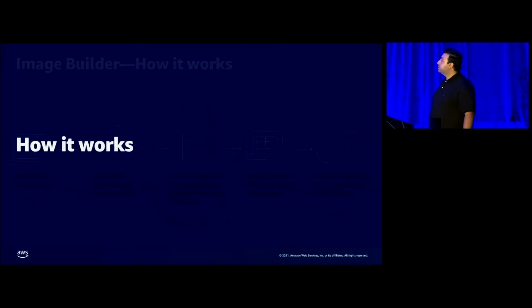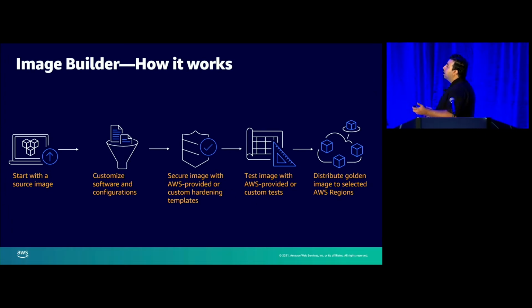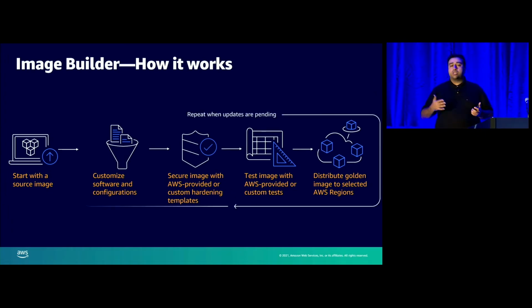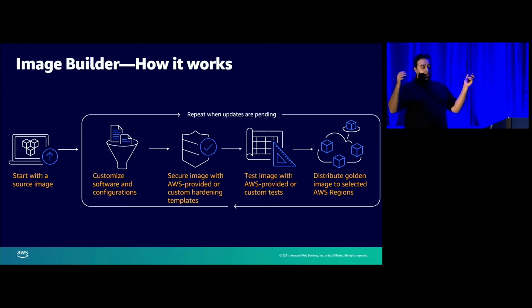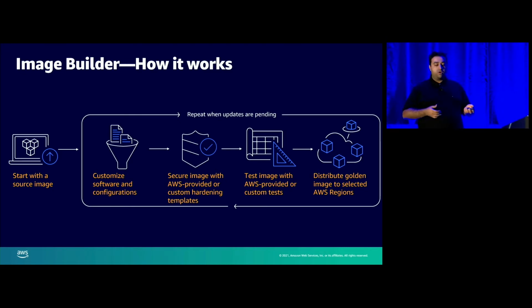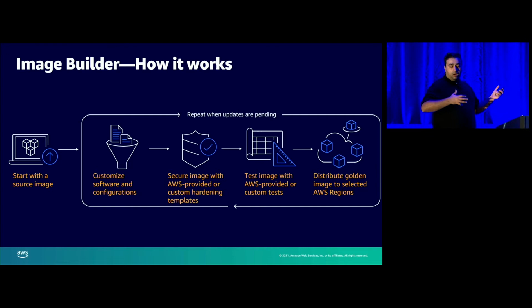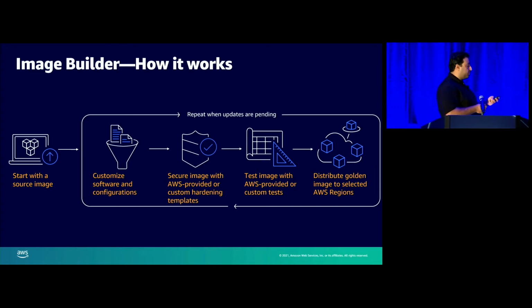How does it work? It's actually quite simple. You start with the base image. That base image can come from AWS, or it can be a custom image that you import into AWS. You keep installing and configuring pieces of software on your base image, harden that, test that, and then distribute that.